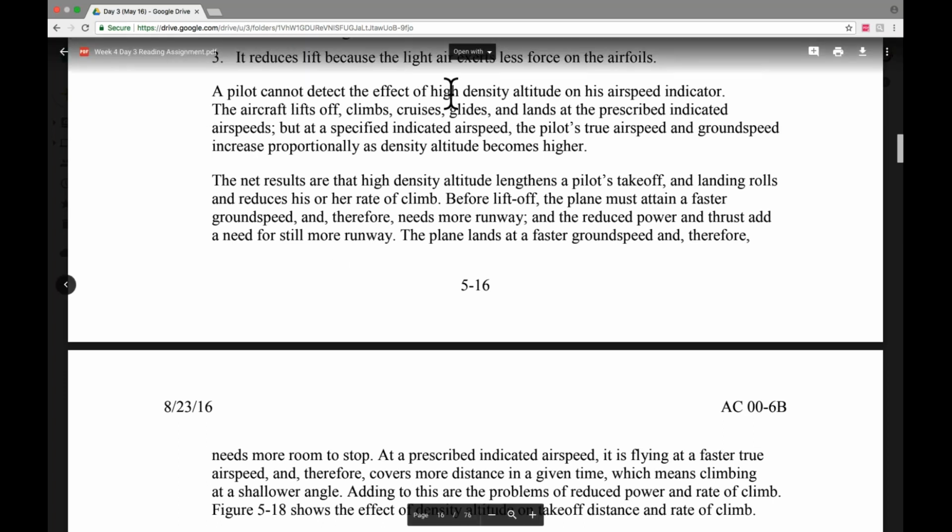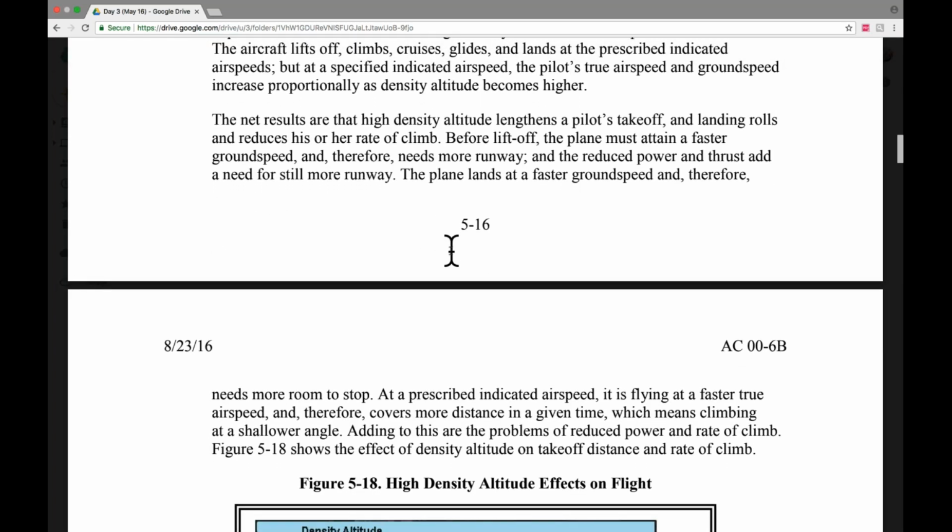But as it says here, the pilot cannot detect the effect of high density altitude on his airspeed indicator. The aircraft lifts off, climbs, cruises, glides, and lands at the prescribed indicated airspeeds, but at a specified indicated airspeed, the pilot's true airspeed and ground speed increase proportionally as density altitude becomes higher. The net results are that high density altitude lengthens a pilot's takeoff and landing rolls and reduces his or her rate of climb. Before liftoff, the plane must attain a faster ground speed and therefore needs more runway. And the reduced power and thrust add a need for still more runway. The plane lands at a faster ground speed and therefore needs more room to stop. So, all bad, right?